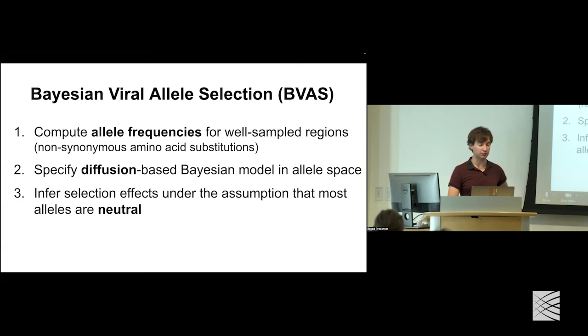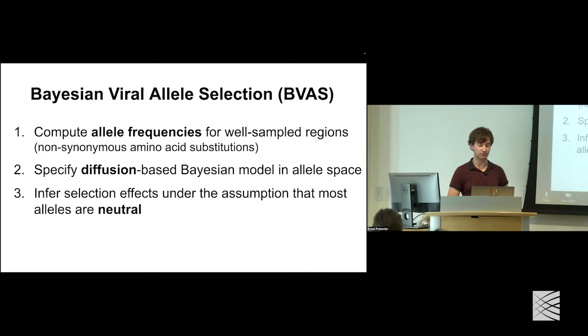Second of all, in terms of modeling, we're going to be specifying a diffusion-based model. That diffusion is going to take into account the stochastic element that I referred to on the previous slide. And then finally, in terms of our high-level statistical assumptions, we're going to be inferring selection effects under the assumption that most alleles are neutral. We observe thousands and thousands of different alleles, different mutations in these SARS-CoV-2 genomes, but we're going to assume a priori that most of these alleles are neutral, or at least nearly neutral.